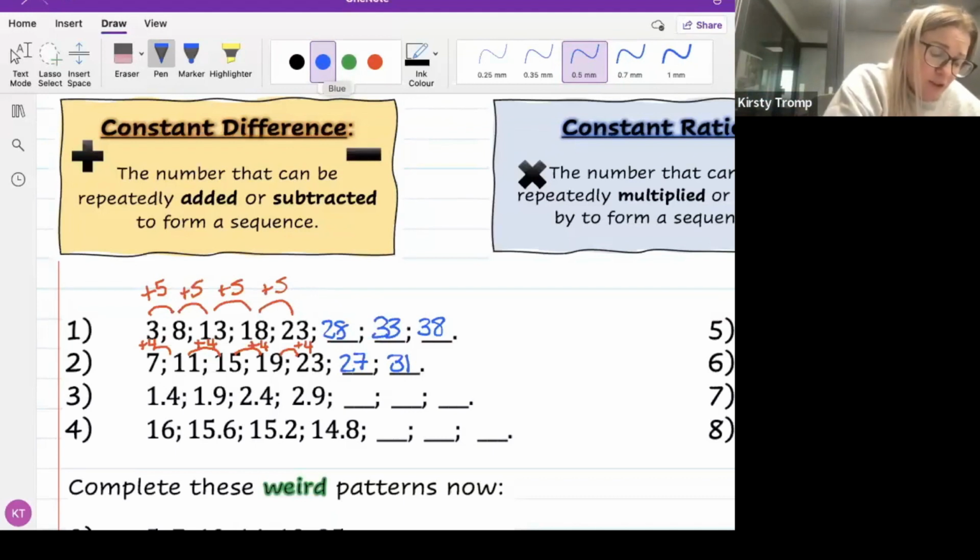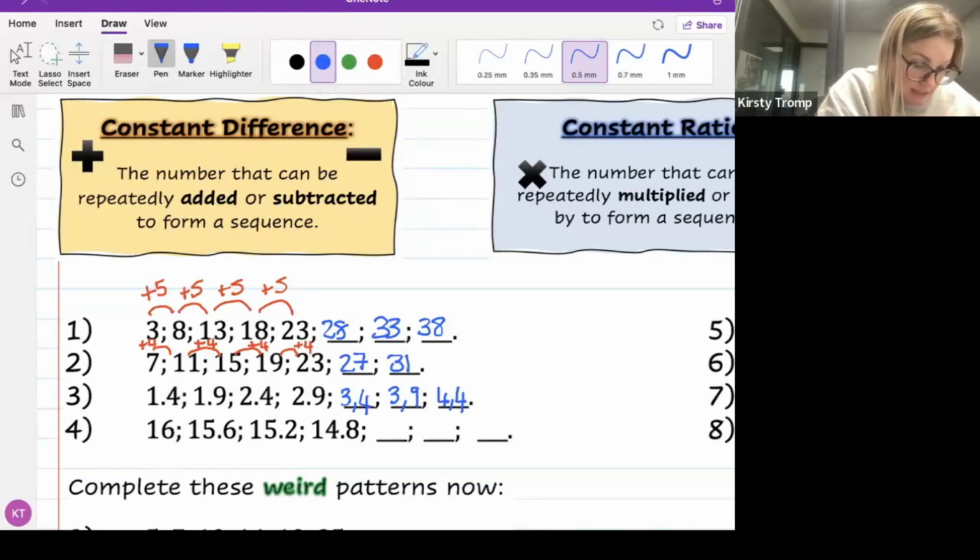So 2.9 plus 0.5 will give you 3.4. Plus 0.5 will give me 3.9. All right, plus 0.5 will give me 4.4. All right, next one, we're having a look.